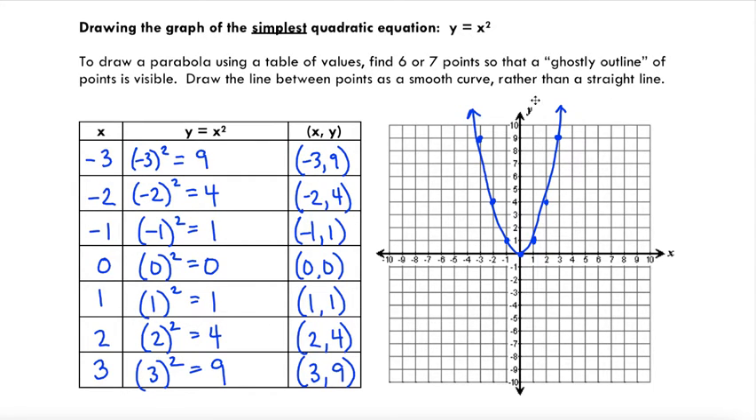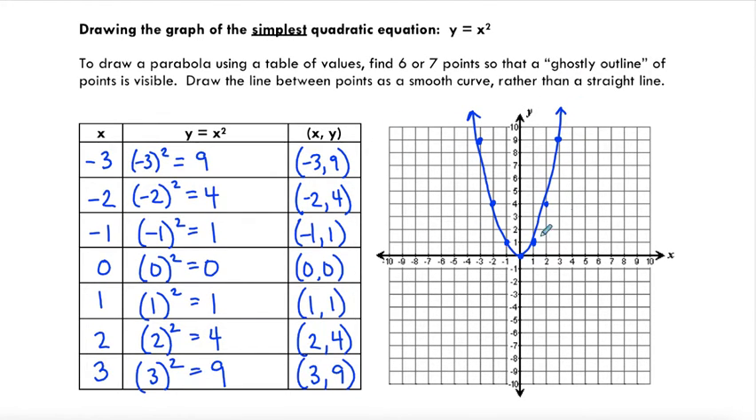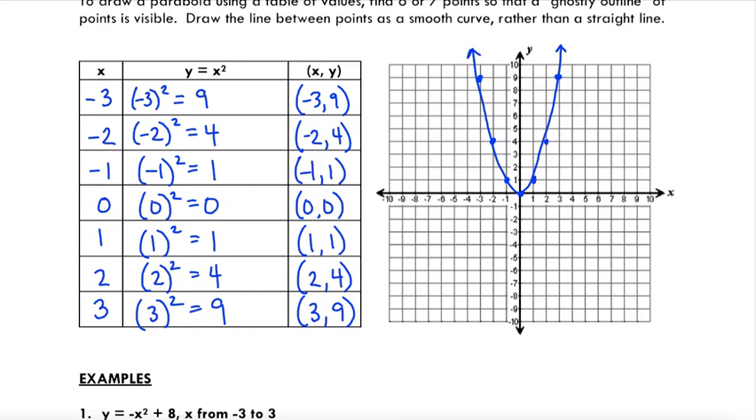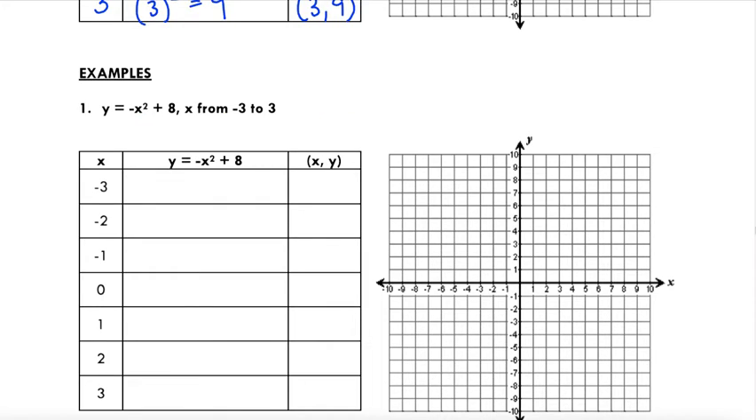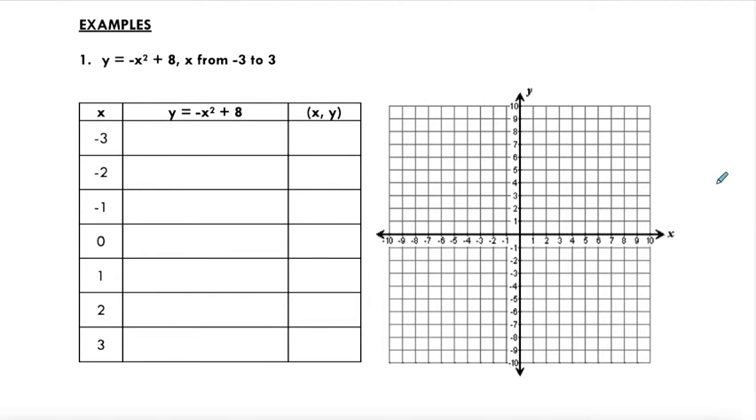Okay? So that's a pretty cool way to just graph it. So we can see how it's going to create that nice curve shape. So that's the simplest version of a quadratic relation. So what happens when the equation gets a little bit trickier? So for the next example, we're going to stick with our same x values, but our equation changes from y equals x squared to y equals negative x squared plus 8.